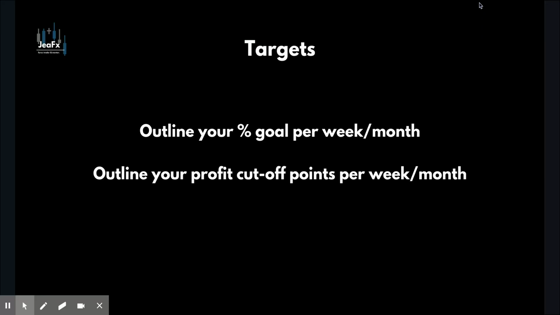If you make X amount per week, will you cut off trading, enjoy your weekend, and accept that profit, right? If you have this down in your plan, it stops you getting greedy, it stops you getting cocky when you have good weeks, and it will allow you to actually hold on to your profits better than if you don't outline things like this.